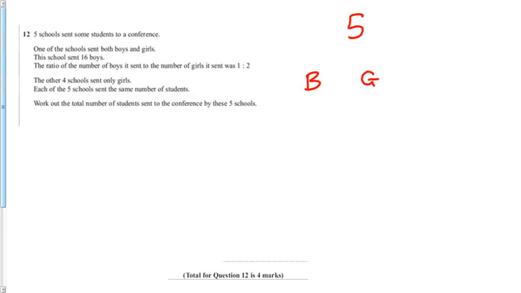And they sent 16 boys. Now the ratio of the number of boys to girls it sent was 1 to 2. So if the ratio of boys to girls was 1 to 2, and they sent 16 boys, that means that one part was 16. So therefore 2 parts is going to be 32. So in total, this school here sent 48 students.